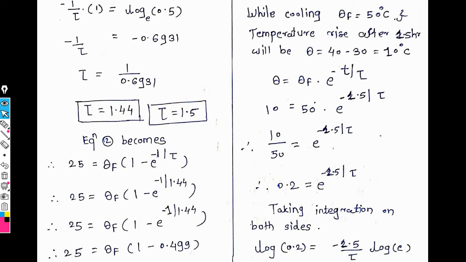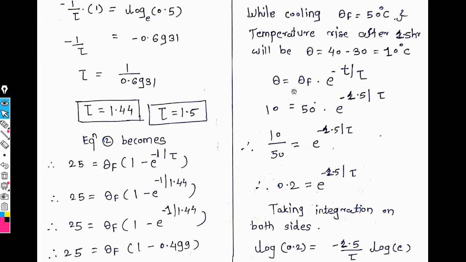Then, for the temperature fall after 1.5 hours, we have to consider the temperature between 1 hour and 2 hours. That is, we consider a specific time between the temperature rise and the temperature fall, that is 1.5 hours. Then theta is equal to 40 minus 30, which gives 10 degrees Celsius.